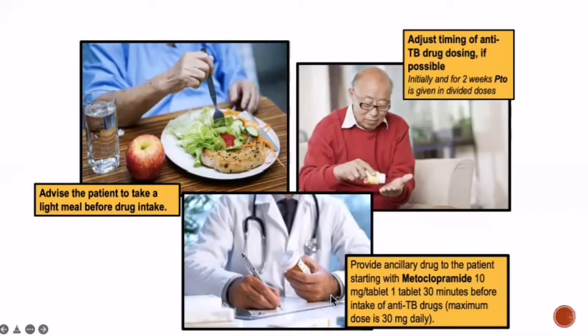But if there is no improvement despite the above intervention, or if the patient has moderate to severe nausea and vomiting, you may provide an ancillary drug like metoclopramide and give this to the patient as 10 milligrams per tablet, 1 tablet 30 minutes before intake of anti-TB drugs.